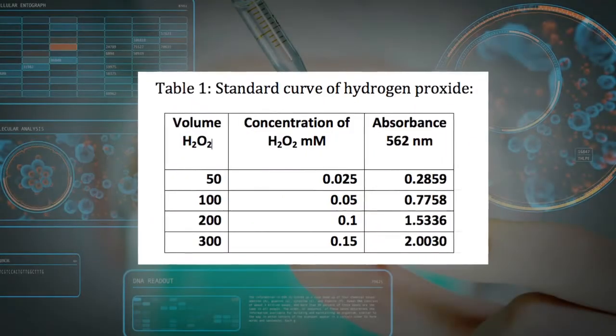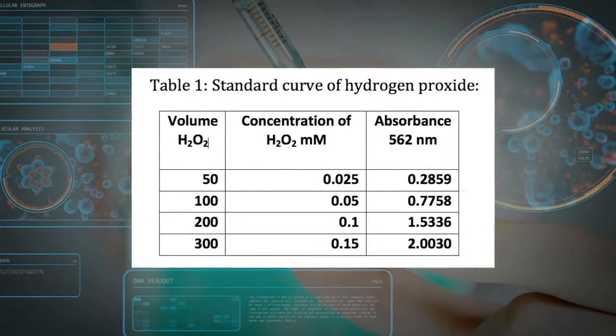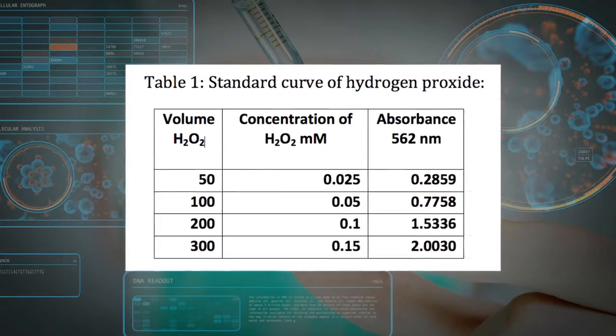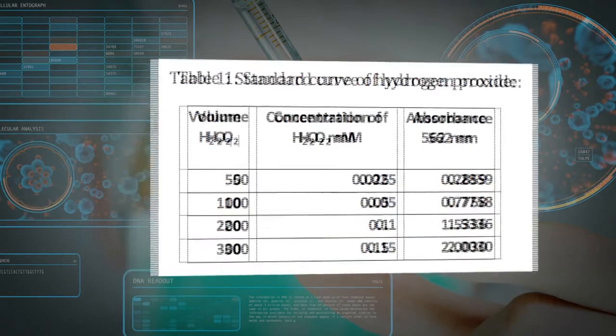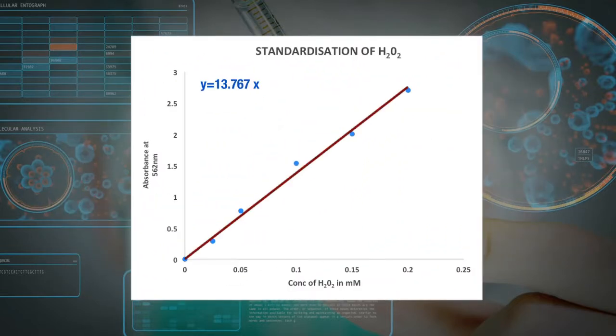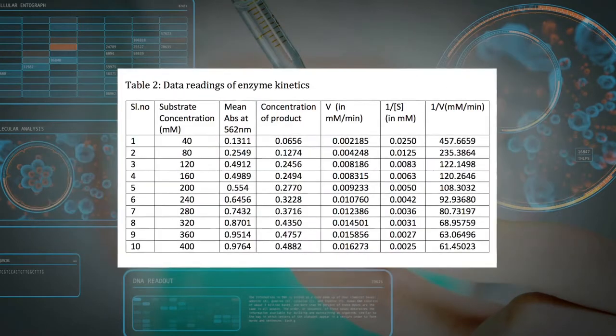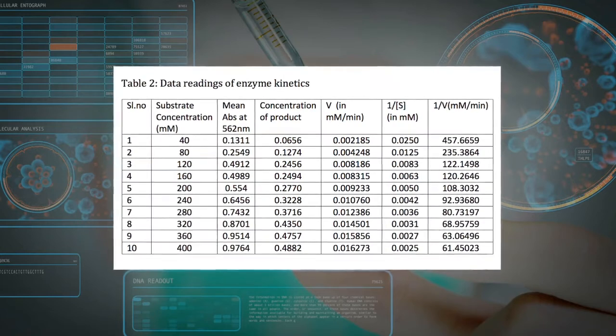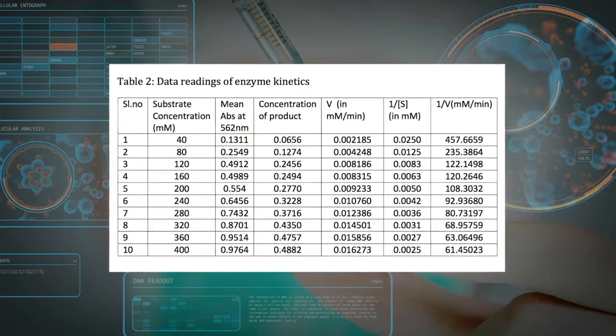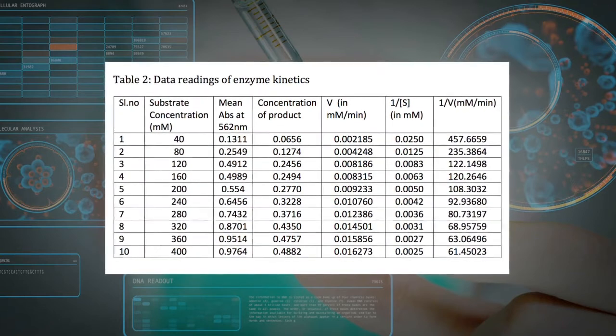In the results, the standard curve of hydrogen peroxide provides the relative concentration at different absorption of the complexes formed. The straight line follows the linear equation y is equal to 13.767 multiplied by x. From the above equation, the concentration of product, which is hydrogen peroxide, formed was calculated from the absorbance. From the above observations, the rates of reaction at specific concentrations of substrate were calculated.